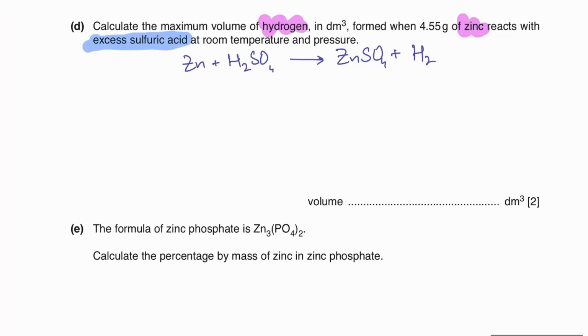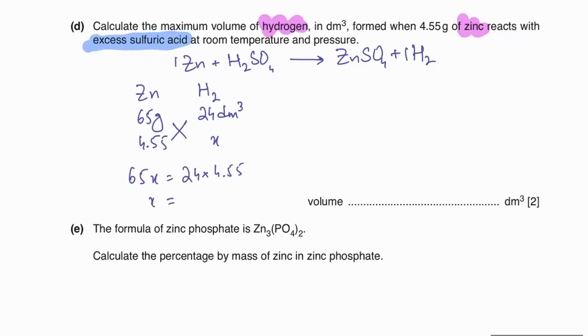Why is the equation necessary? So that I know the mole ratio. So this is 1 to 1. So I'll just copy this part, Zn and H2. Zinc is, I think, 65 grams. That's the AR. The value of 1 mole is 65 grams. It produces 24 dm cube. So 4.55 will produce X. Cross multiply. 65X equals 24 times 4.55. And X is going to be this whole thing over 65. What is your answer?